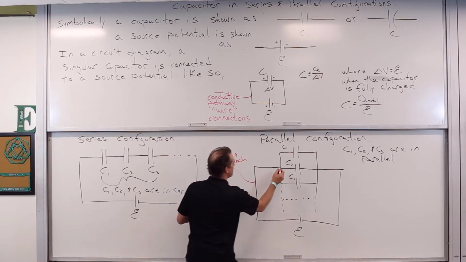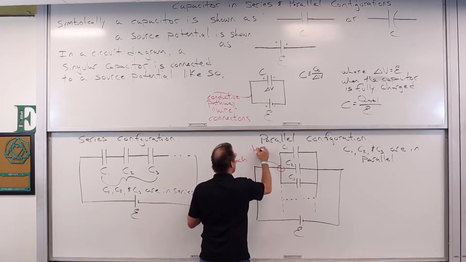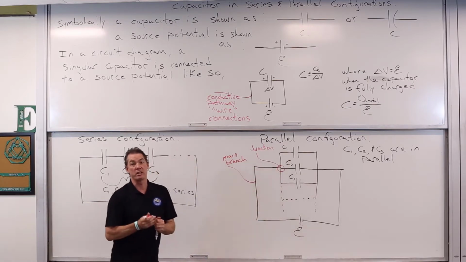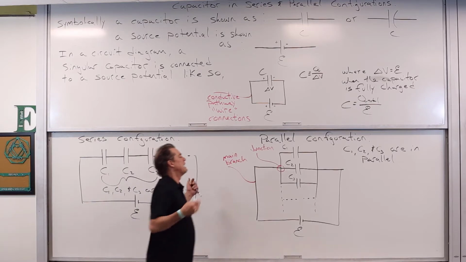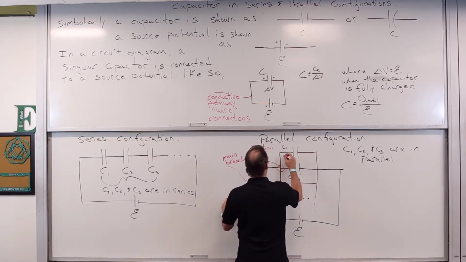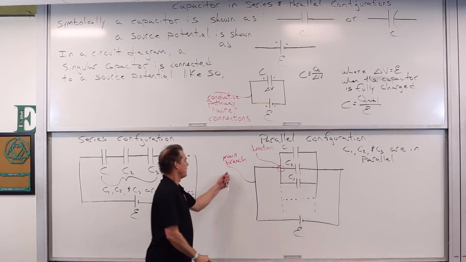And then what happens? We've got right here, this is called a junction. The main branch reaches a junction and then splits off into some tertiary or secondary branches. So we could call this a branch 1, a branch 2, and a branch 3. We can call this the main branch.